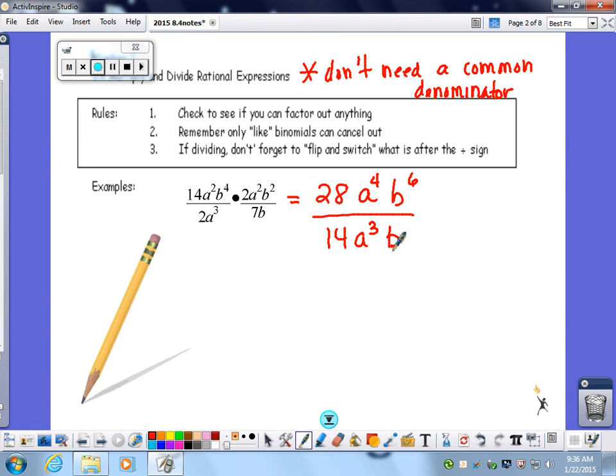So these are properties of exponents. Let's simplify. 28 over 14 reduces to 2. Subtract our exponents. So 4 minus 3 is a to the first, and 6 minus 1 is b to the fifth. So I don't need my fraction bar anymore. Here's my final answer.